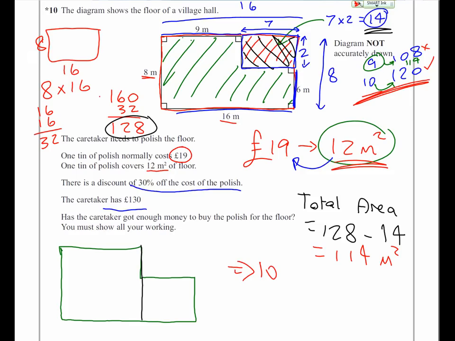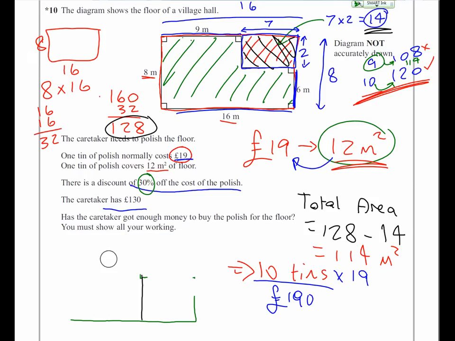So write down your working out. Show the examiner you know what you're doing. 10 tins. Each tin costs £19. Okay? So 10 tins times 19, just add a 0. Would cost 190 quid. But think about the discount. Okay? 30% off. So let's just erase this little drawing and work out the discount over here.